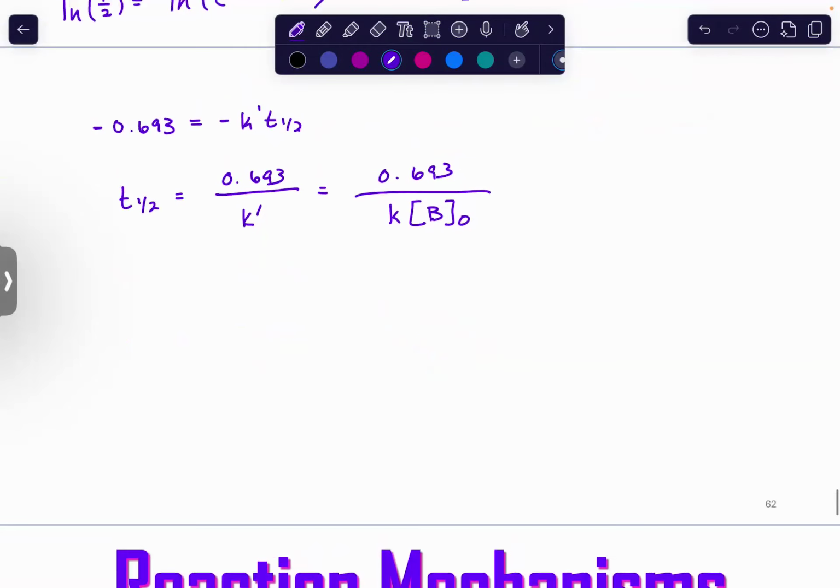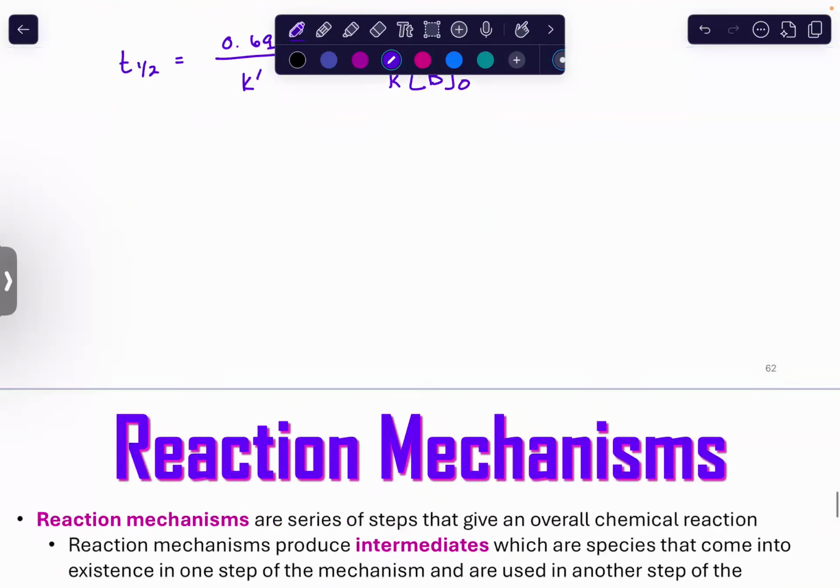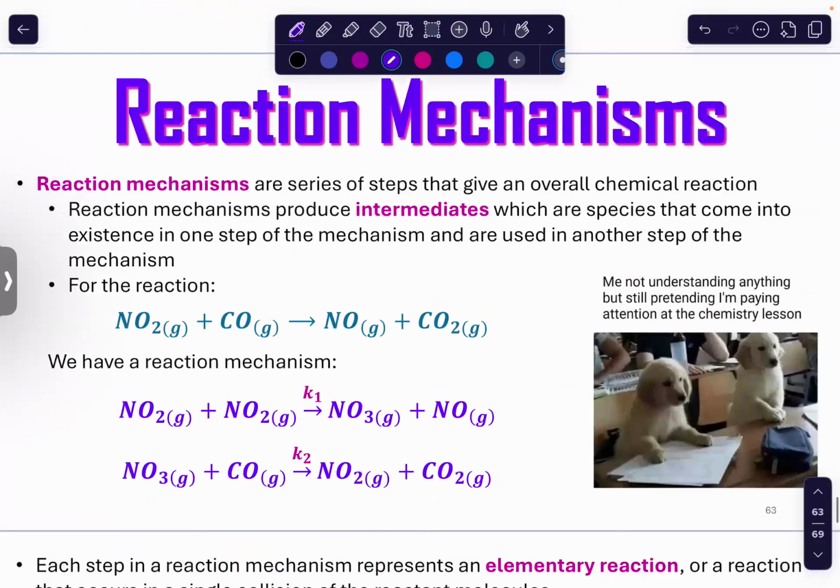All right, so that is integrated rate laws. Now we'll start something that should be a little more straightforward for you. Let's talk about reaction mechanisms. A reaction mechanism is essentially, you see you have your overall reaction at the top. That's the reaction you're looking for.